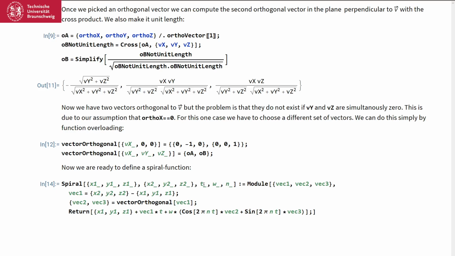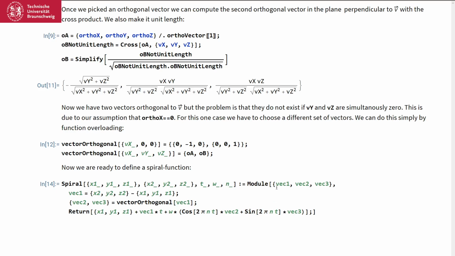Then t basically is the coordinate along the vector axis. W is the width, how wide the spirals are, and n is the number of terms.